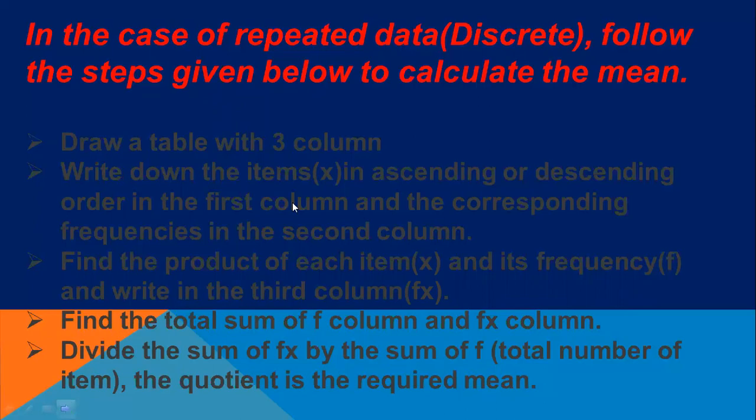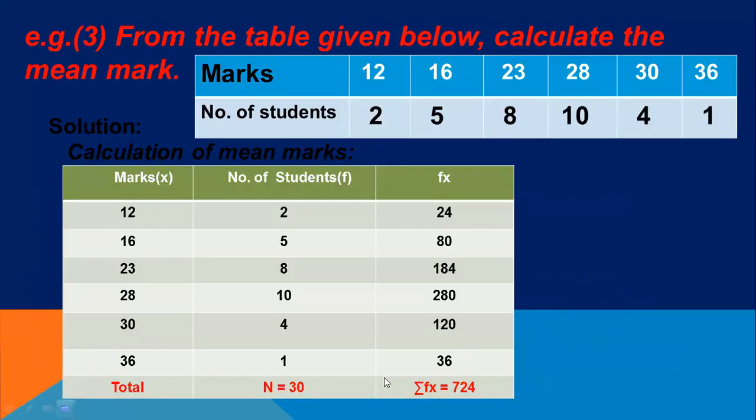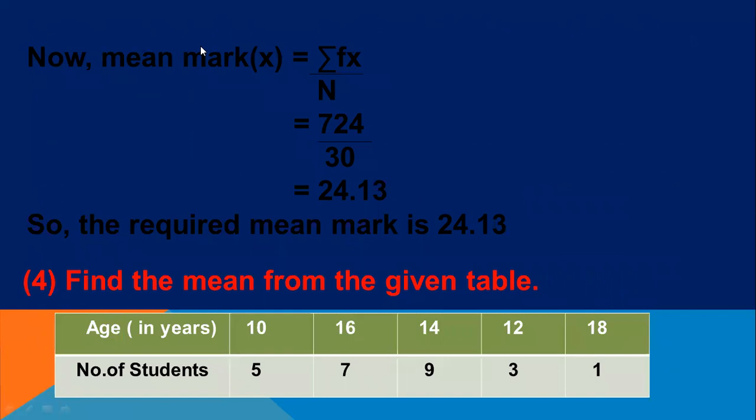This is the question that we have learned in the previous class also. We find the 3 columns, marks, frequency and fx, we add them, then we divide by n, then we get the arithmetic mean. This is for the discrete data. This is the process to find the mean value of discrete data: sigma fx by n. And this is a similar example that we have learned in the previous exercise also.